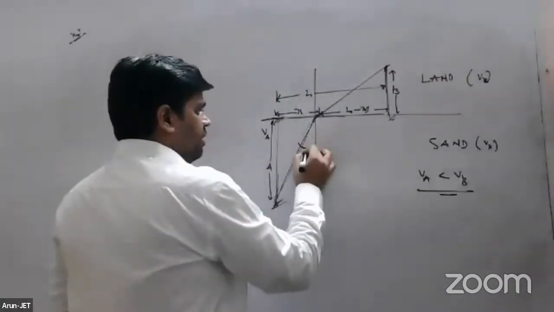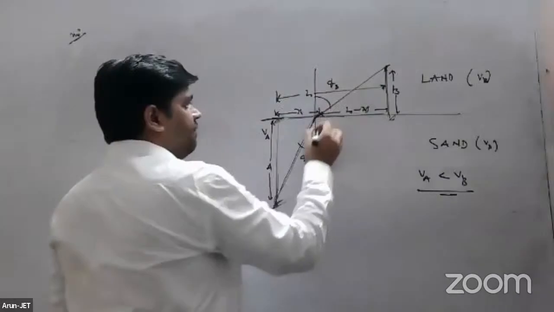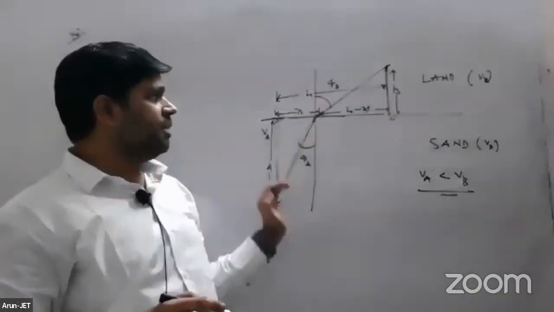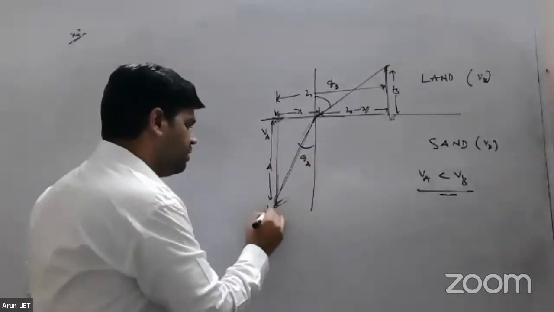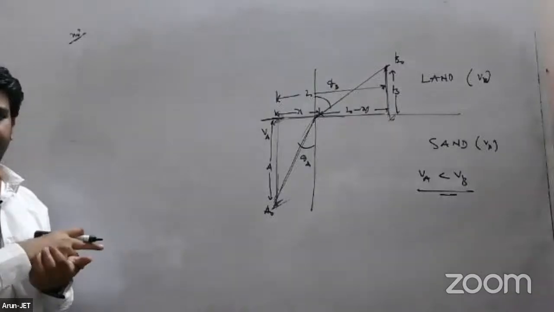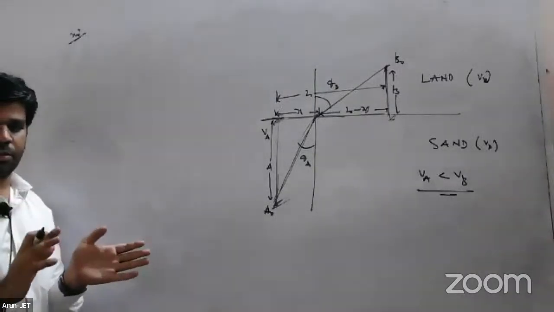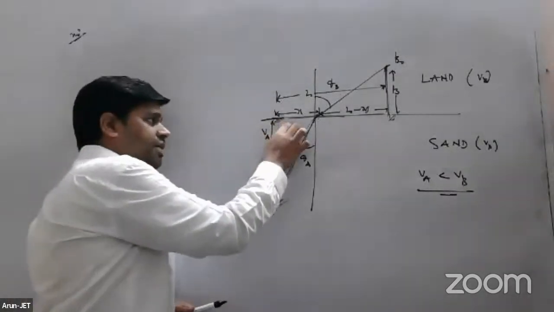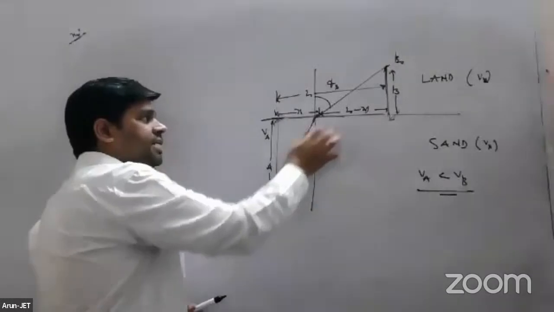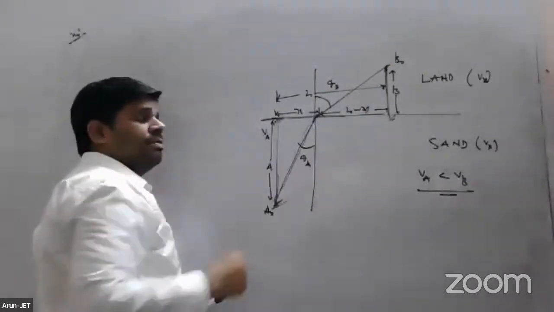Or if this is theta A and this is theta B, I have to find out the relation between theta A and theta B such that he should reach from A0 to B0 in minimum time. That's the question. So where should he land? Either I have to find x or the relation between theta A and theta B such that time taken from A0 to B0 is minimum.